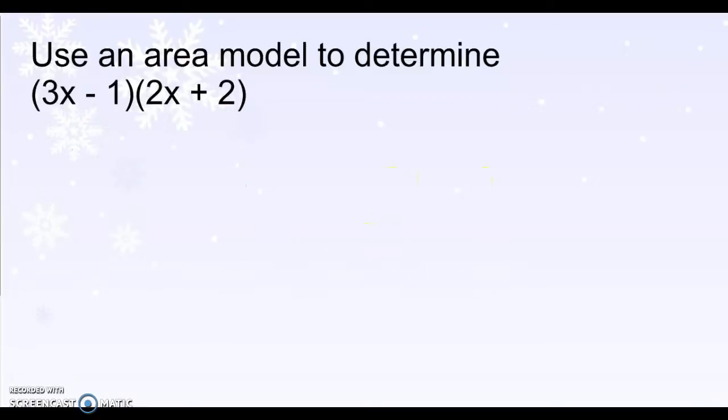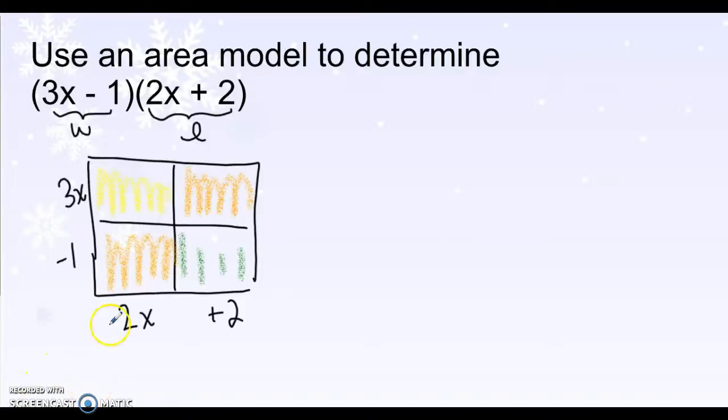Here's the next problem. Press pause in the video and see if you can try this yourself. Alright, I have mine set up. I made this my width and this my length, because length times width is the same thing as width times length. So 3x minus 1, 2x plus 2, there's 2 terms, so each side is split into 2.